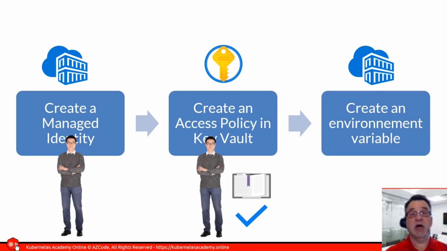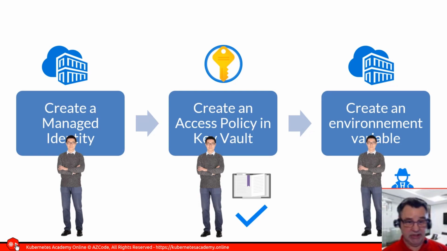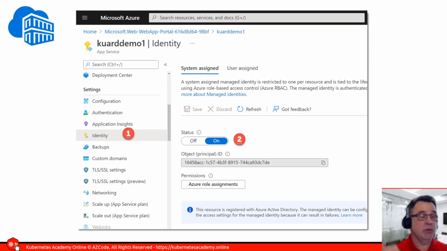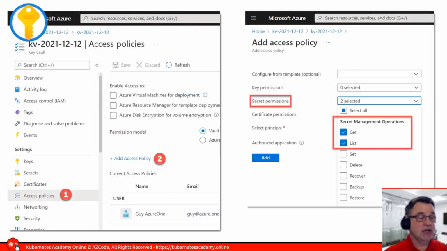Next, you need in Key Vault to create an access policy, basically grant, let's say, read access to that managed identity. And the third step is to simply create an environment variable that will pull the secret here from Key Vault. How do we do that? Well, step number 1, in App Service, you click on Identity in the left menu, and then you turn the status of the system assigned identity to on, and you save. That's it, that's all. It's as easy as that.